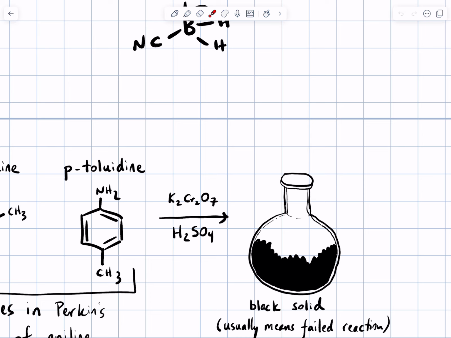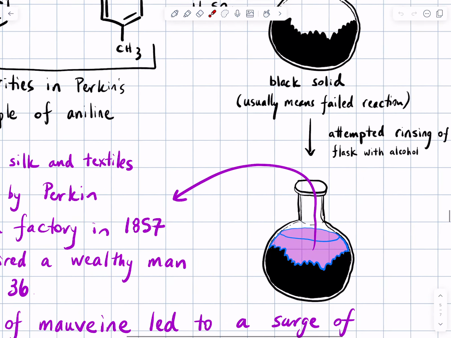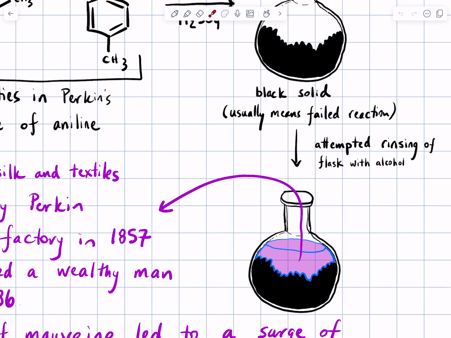He tried to dissolve the stuff at the bottom of the flask with alcohol, or ethanol. And as he started rinsing it out, the alcohol turned purple. And he was like, ooh, purple. Now, you and I see purple and we're like, that's pretty, no big deal.